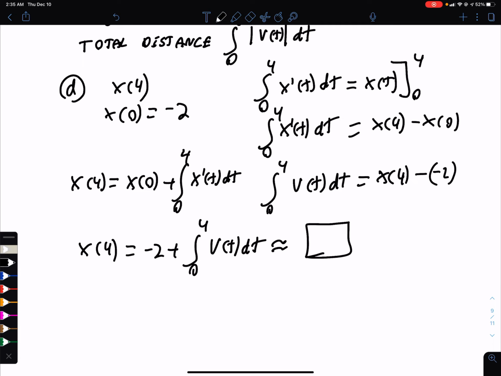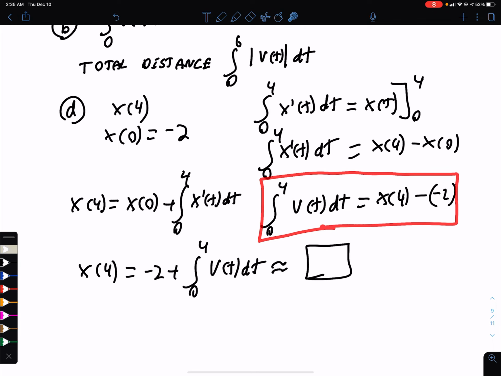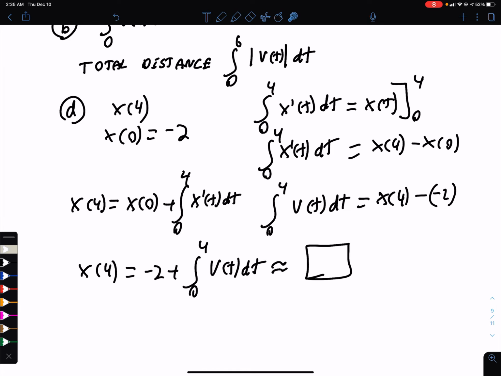Make sure this is making sense. It all connects back to this. The integral of v of t, which is x prime, excuse me, is the change in x, final minus beginning. So integrating v tells me the change of position. That's displacement. So if I get the final position minus the initial position.